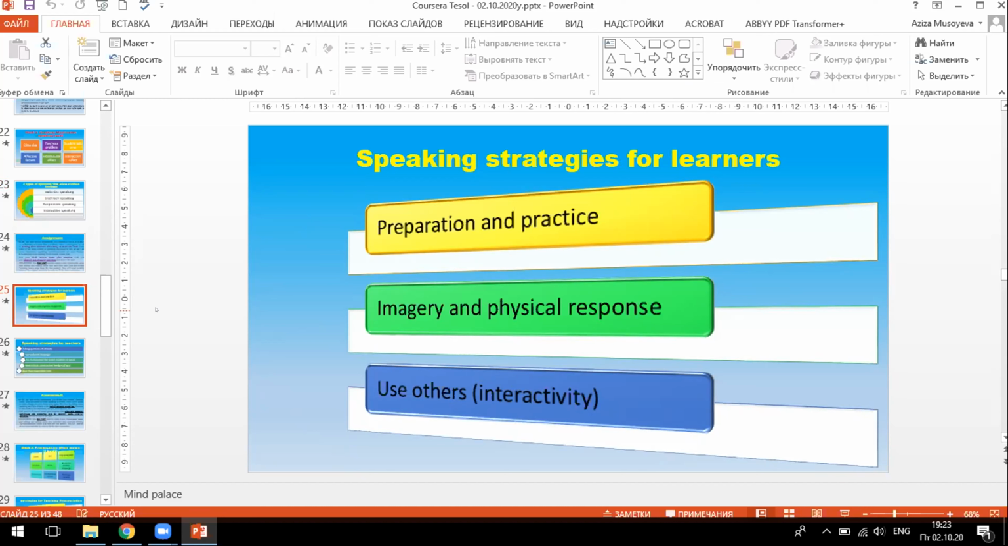So there can also be other strategies in speaking. If you know any strategy, you can mention it.